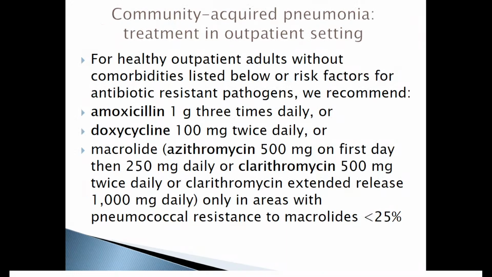Community-acquired pneumonia treatment in outpatient setting. We are speaking about bacterial pneumonia. For healthy outpatient adult without comorbidities, we recommend one of antibiotics: amoxicillin, doxycycline, or macrolide. So penicillin, tetracycline, or macrolide. It is United States recommendation.